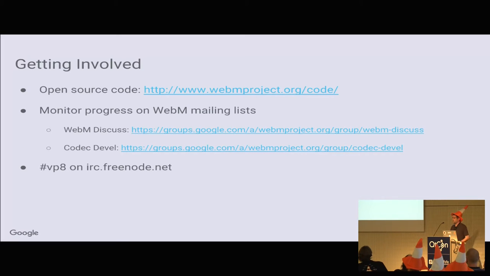So if you're interested in getting involved, if you want to make VP9 faster, want to make it even better, we are an open source project. All our code is available online. We have some mailing lists and an IRC channel on Freenode. And that's it.